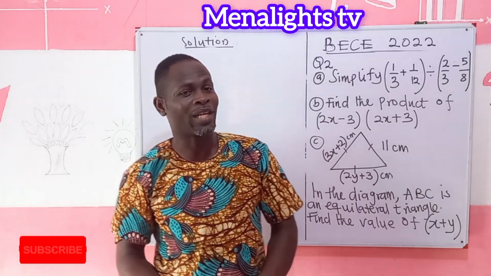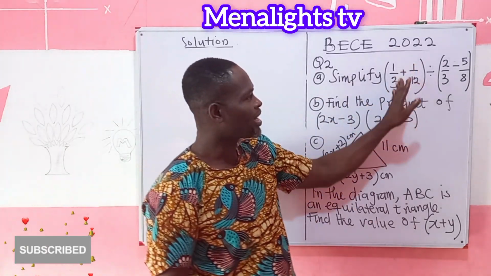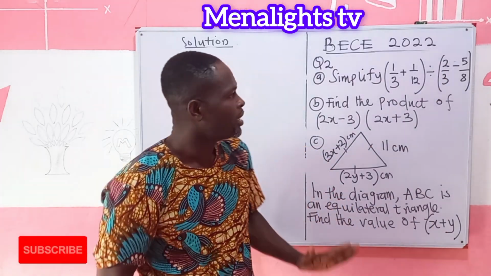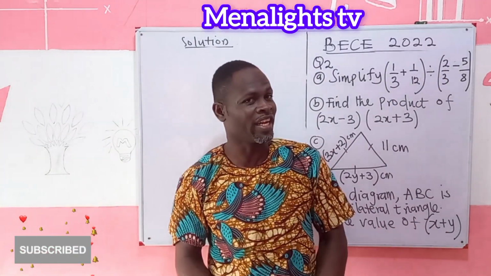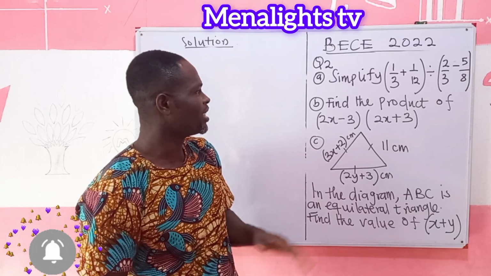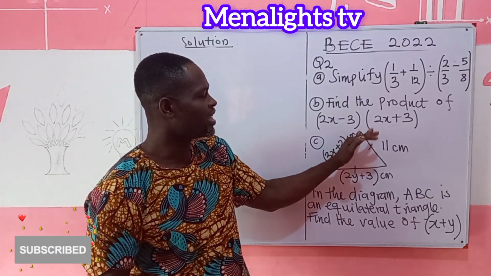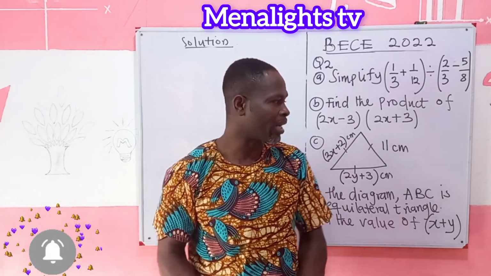Now this is question number 2 that we have. We have to simplify 1 over 3 plus 1 over 2 divided by 2/3 minus 5 over 8. That's question 2a. Then we come to b. We have to find the product of 2x minus 3 and 2x plus 3.